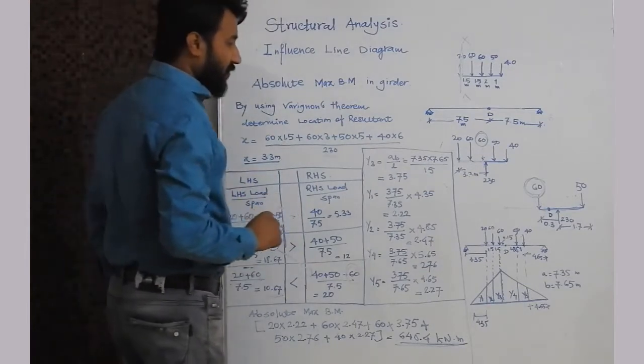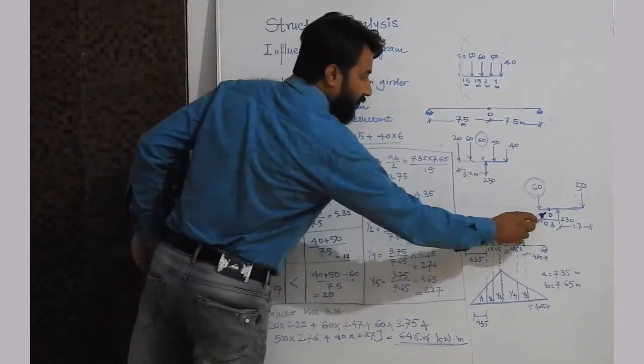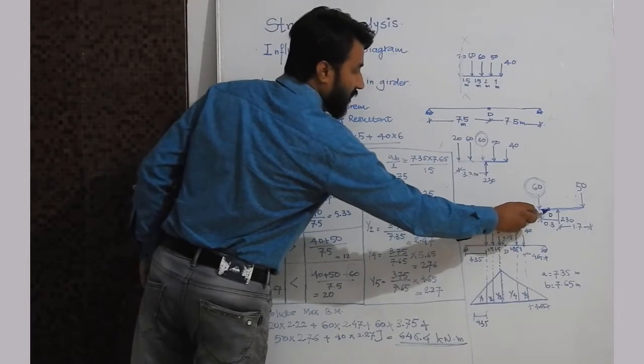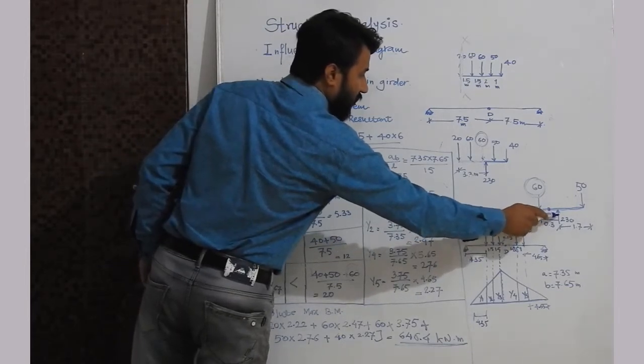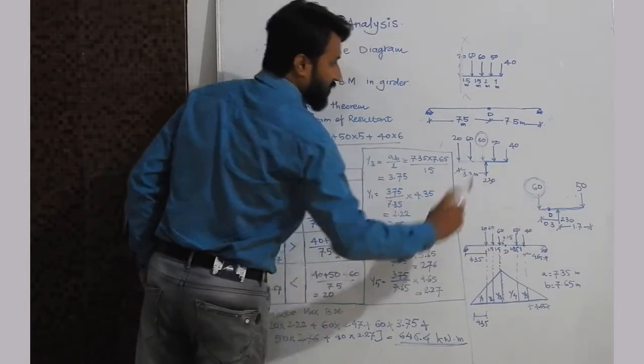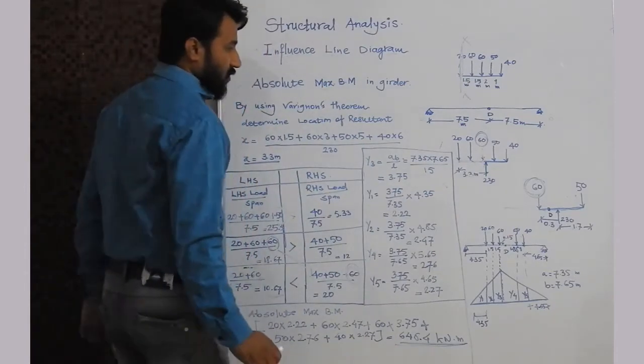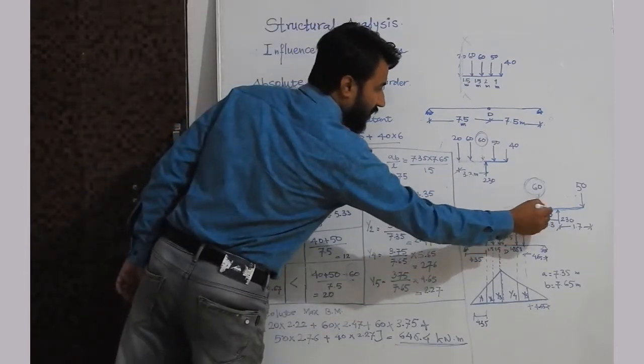Okay, so what we will do, we will put the center of the girder in the middle of the resultant and this 60 kilonewton load. Okay, so what will be this value?